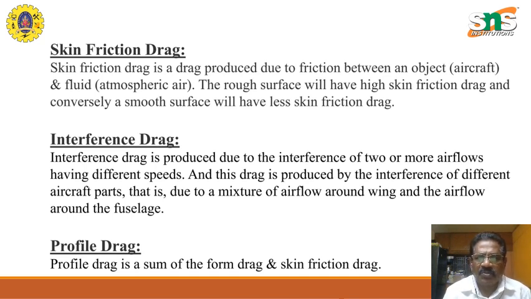Interference drag is produced due to the interference of two or more airflows having different speeds. This drag is produced by the interference of different aircraft parts, that is, due to the mixture of airflow around the wing and the airflow around the fuselage. As the aircraft moves, different wings and different cross sections contradict each other and interfere with each other, and that is what causes the interference drag. Profile drag is a sum of the form drag and the skin friction drag. So skin friction drag and form drag put together is called profile drag.